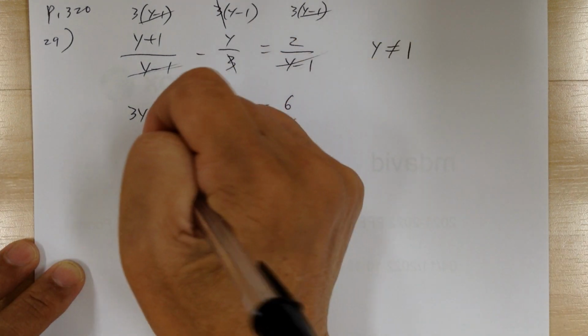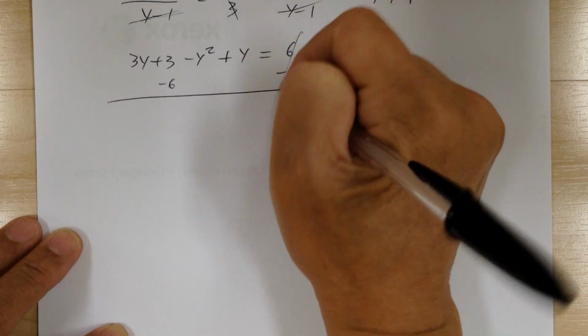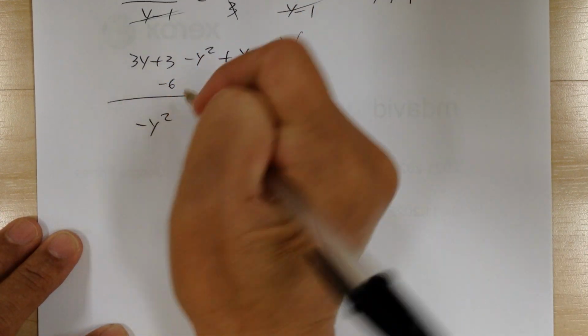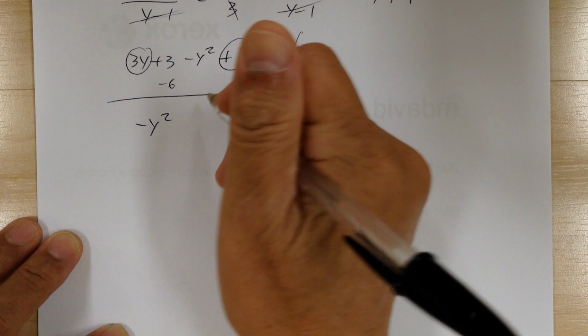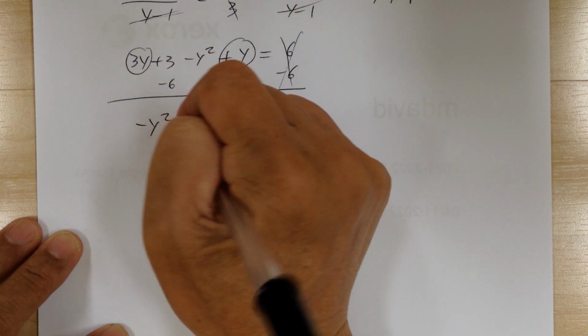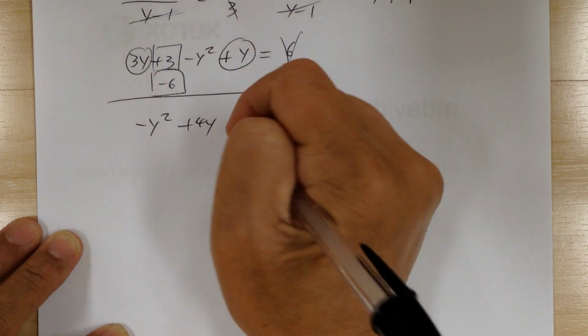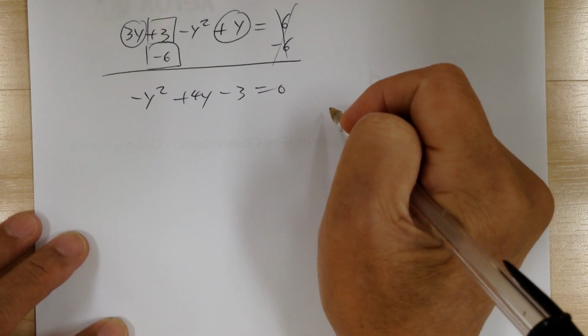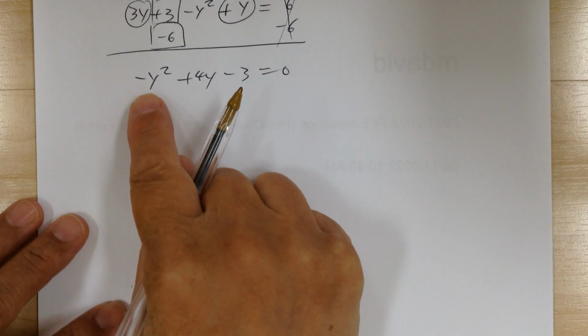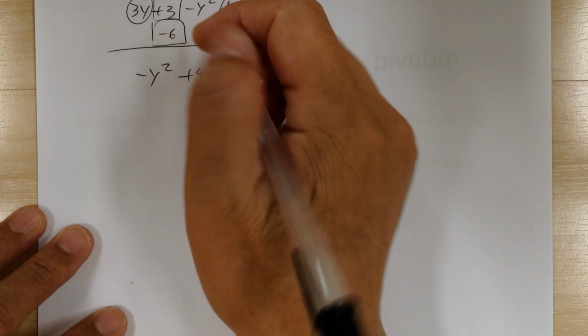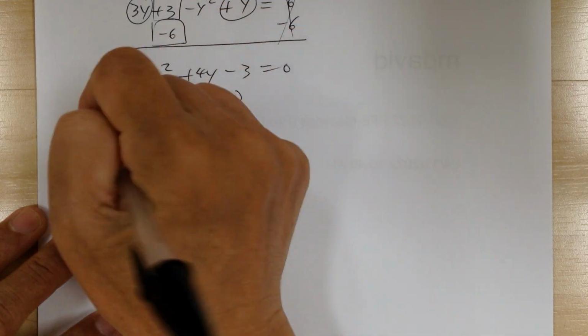So minus 6 on both sides. So this will cancel out. So you got negative y squared, and this can combine. So negative y squared plus 4y, and then this one combines, so it'll be minus 3 equal to 0. And you don't want to solve with a negative in front, so I'm going to get rid of the negative. So I'm going to multiply everything by negative 1.